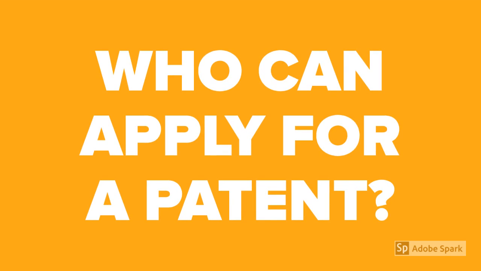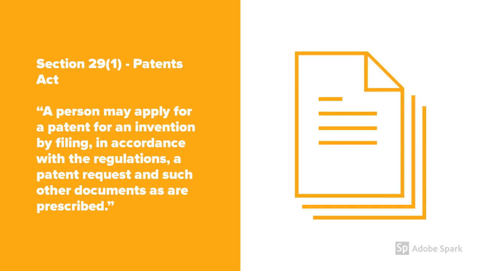So who exactly can apply for a patent? Luckily, the Patents Act is fairly straightforward in regards to this question. Section 29 of the Act provides, "A person may apply for a patent for an invention by filing, in accordance with the regulations, a patent request and such other documents as are prescribed."